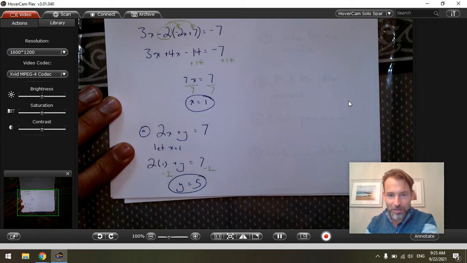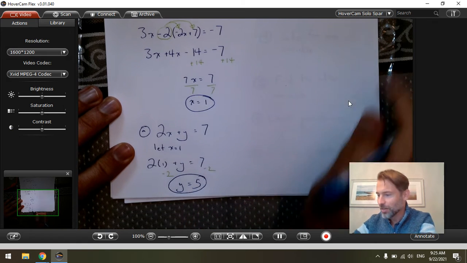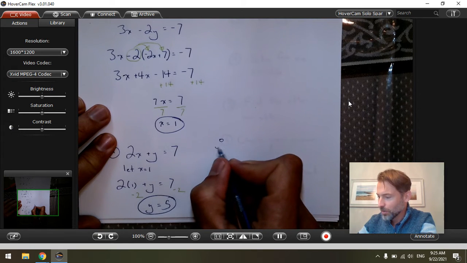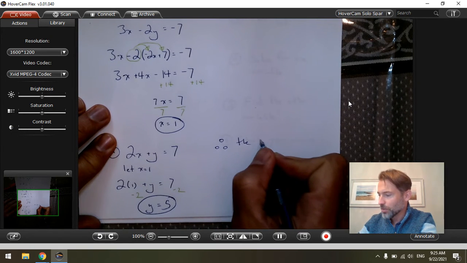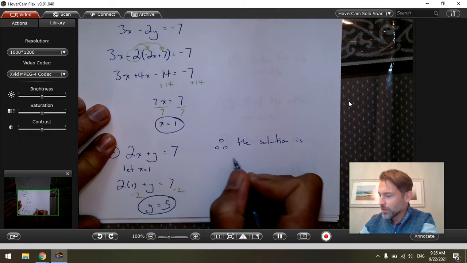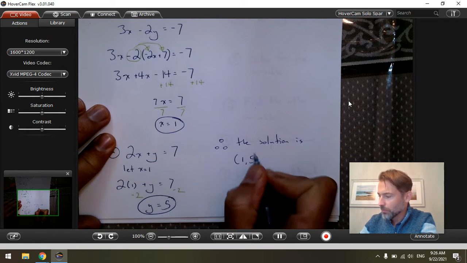Circle it. Final answer is these two together. So then I want to write a therefore statement. I'll write it over here. Therefore, the solution is 1, 5.